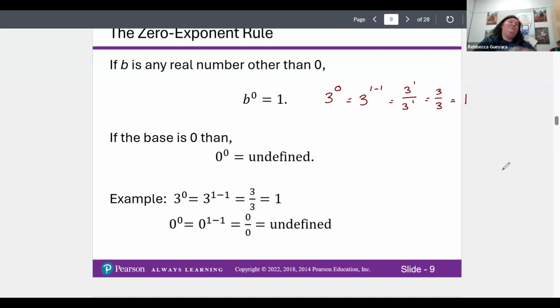So when you have a power of 0, it's basically saying that you have a quotient of the number over itself. We end up with 0. Or sorry, we end up with 1.